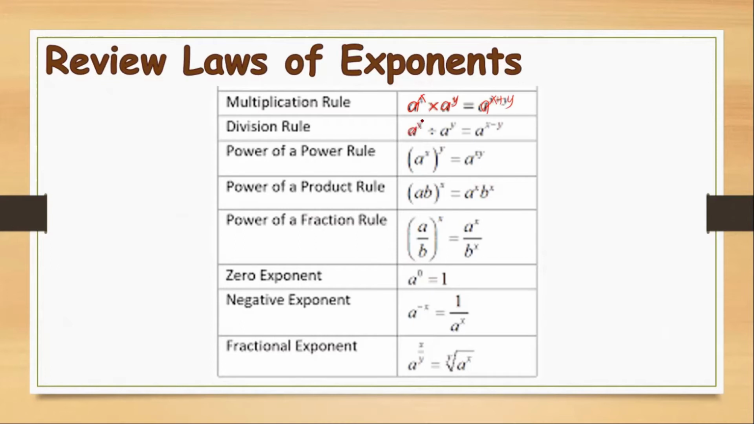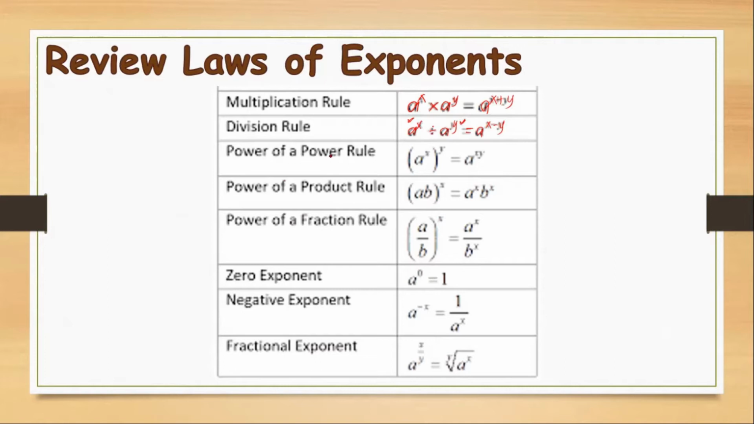So a raised to x divided by a raised to y is equal to a raised to x minus y. Take note, when you are multiplying, you add the exponents, and when you are dividing, you subtract the exponents. The exponent of the dividend first, subtracted by the exponent of your divisor.